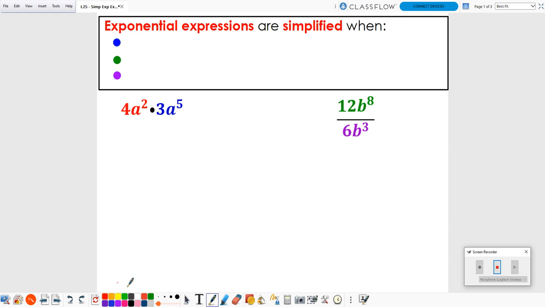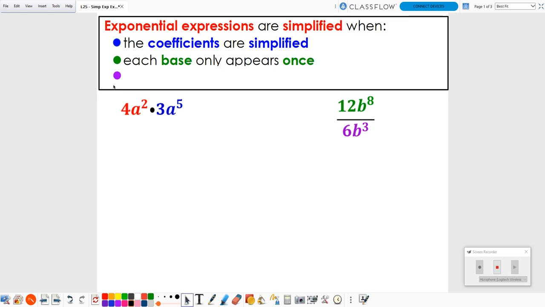So we're going to do some simplifying of exponential expressions. And when an exponential expression is simplified, our coefficients are simplified. Each base only appears one time, and there are no negative exponents. So we're going to be using our laws of exponents to help us simplify these powers here.